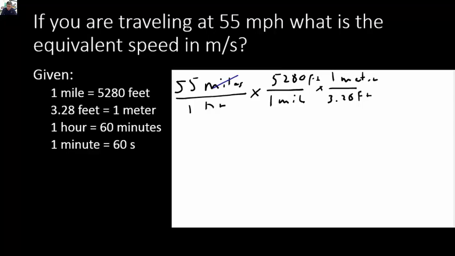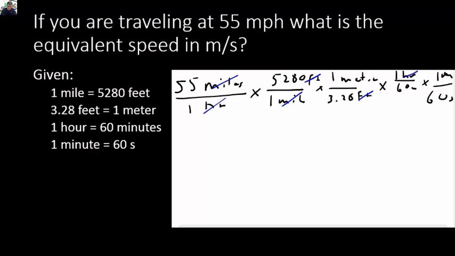Okay, I'm feeling pretty good. I've gotten rid of my miles. I've gotten rid of my feet. I'm at meters. That's where I want it to be for one of my units. My other unit, though, is on the bottom. But that's okay because your hour starts on the bottom, so you can multiply this by a relationship. Just worry about having your units cancel. My hour is on the bottom here, so I want to make sure my hour is on the top here. So 1 hour has 60 minutes. And 1 minute has 60 seconds.